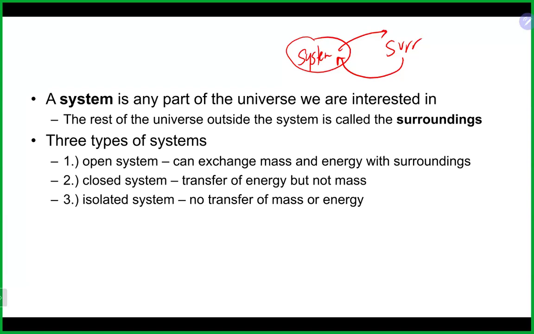A lot of times we deal with open systems, and in an open system, you can have an exchange of mass and energy with the surroundings. In a closed system, we get the transfer of energy, but not the mass. So nothing goes in or out of, say, the flask or beaker or whatever we may be dealing with. And lastly, sometimes we look for an isolated system where there's no transfer of mass or energy. So there are different types of systems depending on what you're dealing with and what it will allow to flow from one place to the next.